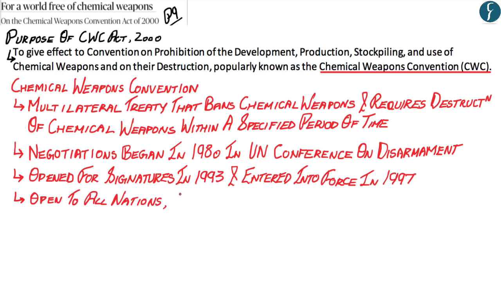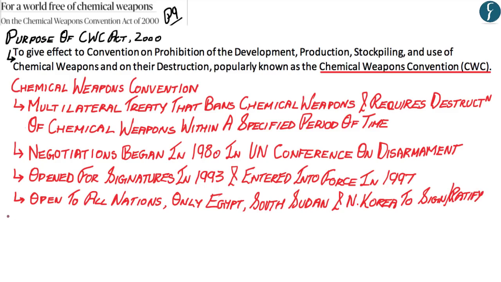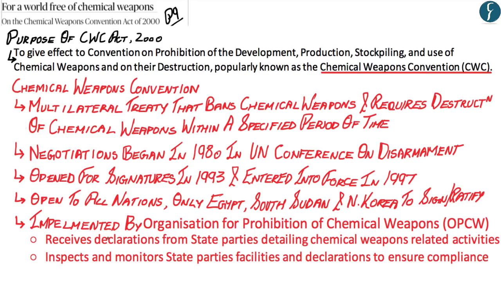However, only Egypt, North Korea and South Sudan have not signed or ratified the Chemical Weapons Convention. Now the Chemical Weapons Convention is implemented by the Organization for Prohibition of Chemical Weapons, or OPCW, wherein one of the main functions of the OPCW is to receive declarations from state parties which contain the details of the chemical weapons related activities of that country.